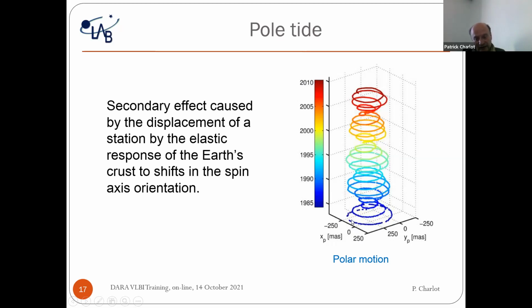And if the rotation does not happen around the same axis, then it also creates some changes in the deformation of the Earth. And this effect is what we call the pole tide, and this is the elastic response of the Earth's crust to shifts of the spin axis orientation. So this is a second order effect, but you need to account for this at the centimeter level.